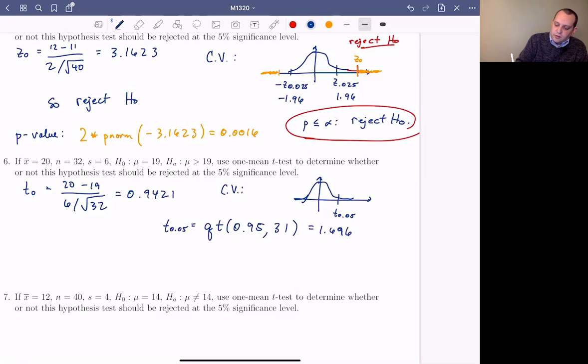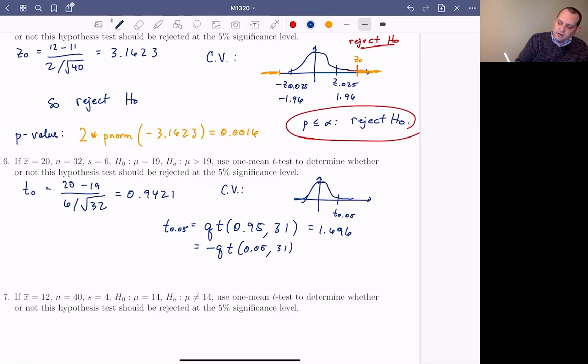You could also do this, by the way, by looking at, let's see, how else could you do this? This would be minus QT 0.0531. Okay, so that would give you the same 1.696 number for our critical value. And then from that, we can do a few things. So if we do the critical value approach, we're done.